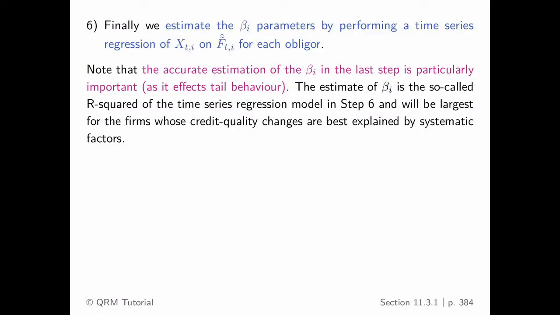I've calibrated my model. And the last step was really important because another thing you should take away, the accurate estimation of beta in the last step is particularly important because this will affect the tail behavior. It goes back to the very first picture. The more that these firms are affected by common factors, the more that will contribute to the tail of the portfolio credit loss distribution.